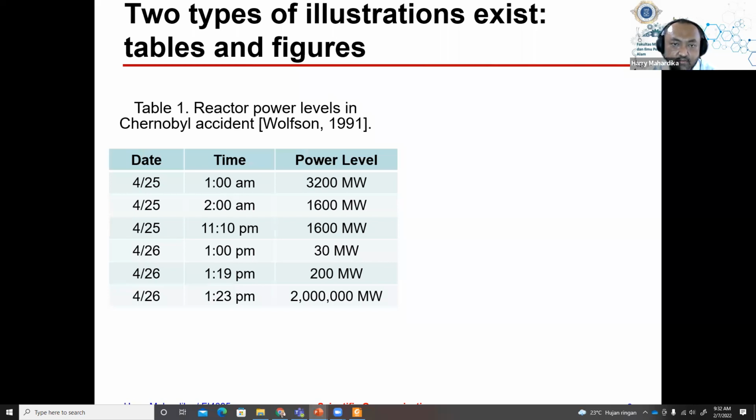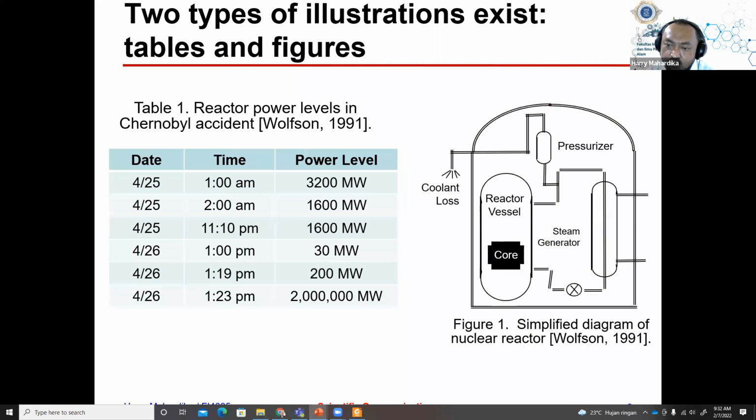example of reactor power level in Chernobyl accident, which is taken from Wolfson 1991, and then this is the simplified diagram of a nuclear reactor from the same author, which I assume is the one that Chernobyl also had at that time. And we can see here, as the time progressed from 1 a.m. until 1:30 p.m., the power level is decreasing.